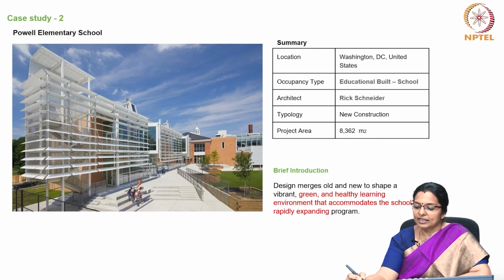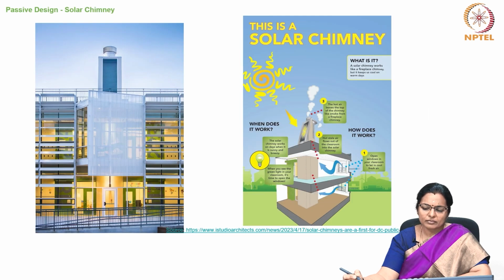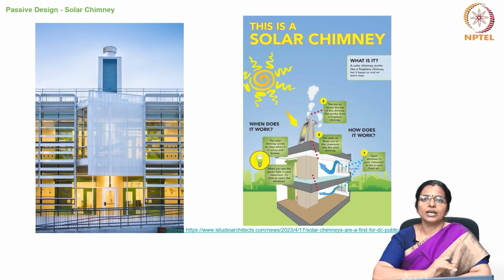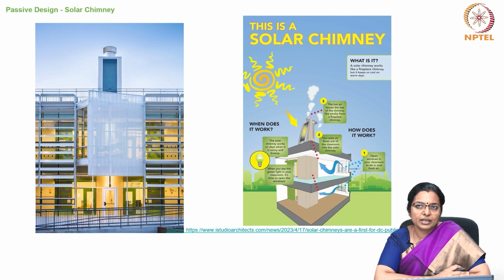The second case study which we will see is the Powell Elementary School. It's an educational institution and it has a solar chimney. This is the first solar chimney in a DC public school system and this is found at Powell Elementary School. So, these were created to mimic and enhance a system that was comparable to one of the old 1929 building, which was an inspiration for the solar chimney to be placed in this building.